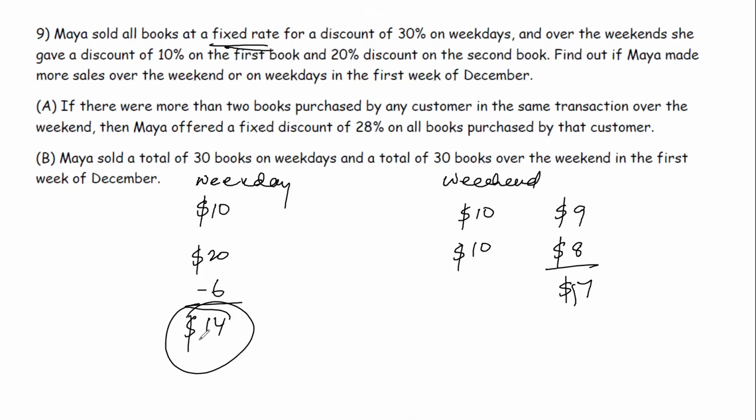Right. So, anyways, and if you would say, okay, what if the two books were individual transactions? So individual transactions of $10 will give you a 30% discount, meaning $7 it is sold for, and $10, $7. So it just comes down to the same number, $14, right? So any which way, however the 30 books are sold over the weekend, she's making more money over the weekend.